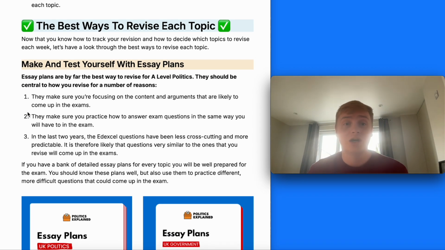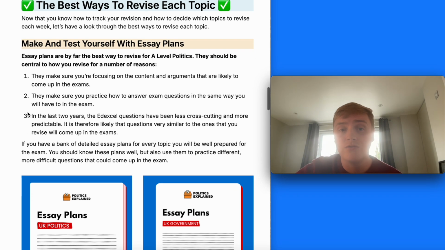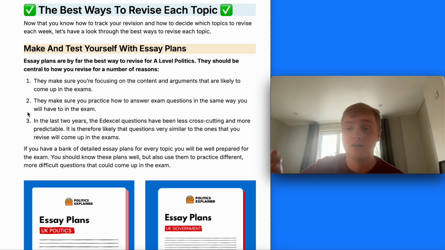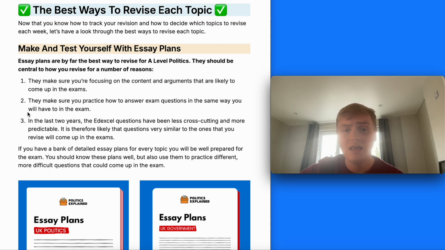So that's a tracker. What we're going to have a look at now is the best ways to revise each topic. By far the most effective revision method for A-level politics is making and testing yourself with essay plans. They should be central to how you revise for a number of reasons. They make sure you're focusing on the content and arguments that are likely to come up in the exams. They make sure you practice how to answer exam questions as you go, in the same way you're going to have to in the exam.